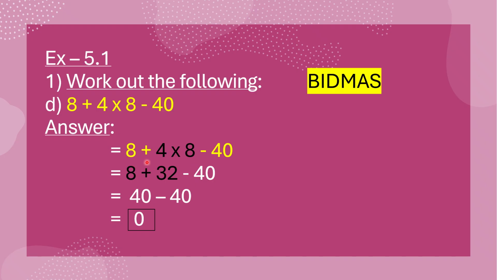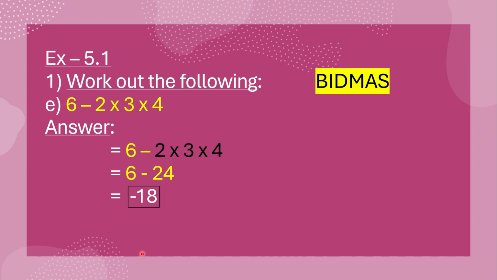So first I write the question here. 8 plus 4 into 8 minus 40. So we have to do the multiplication first. Okay, so 8 plus 4 into 8 is 32 minus 40. 8 plus 32 is 40 minus 40. So 40 minus 40 is 0.